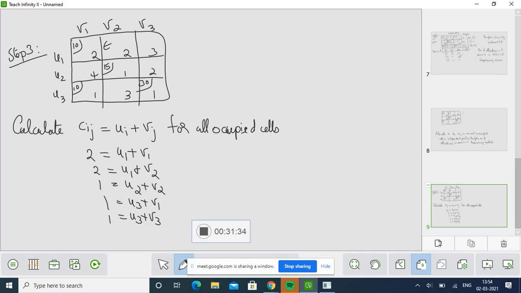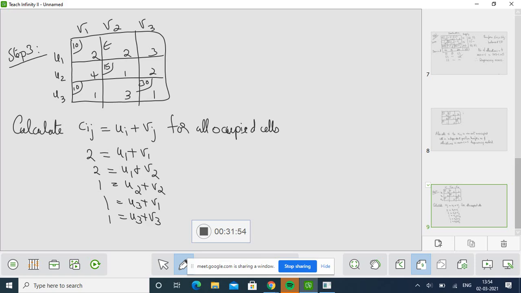Now look at this. I have 1, 2, 3, 4, 5. 5 equations in how many unknowns? 6 unknowns. U1, U2, U3, V1, V2, V3. So I should put any one value equal to 0. What to put as 0? You should choose the variable which occurs the maximum number of times to be 0.